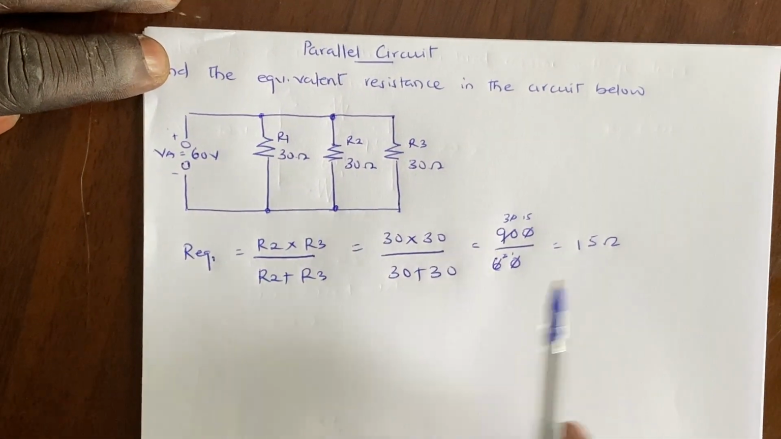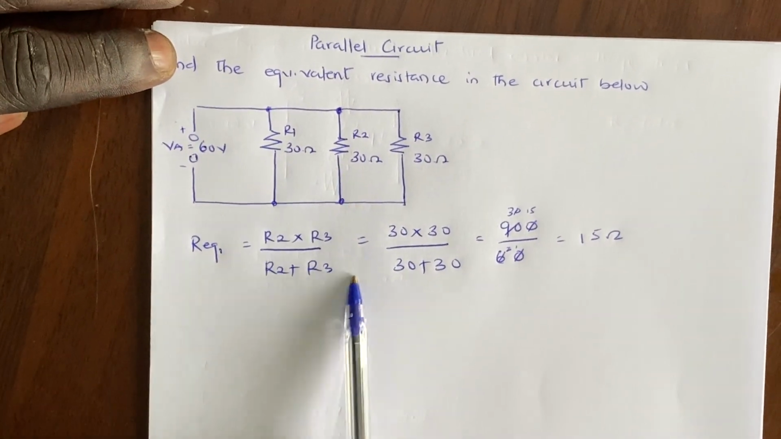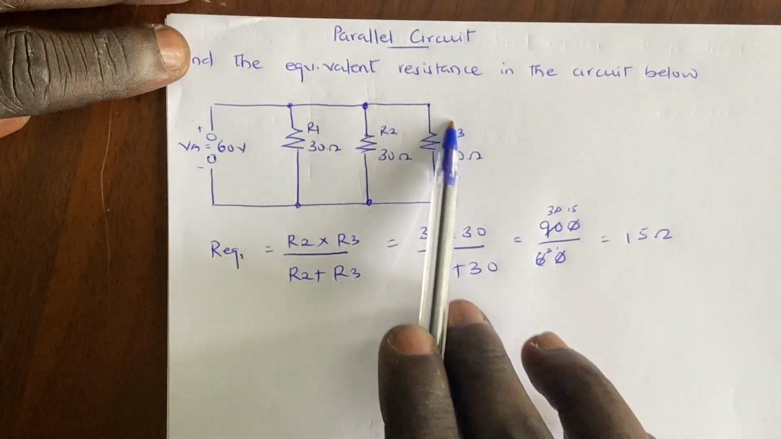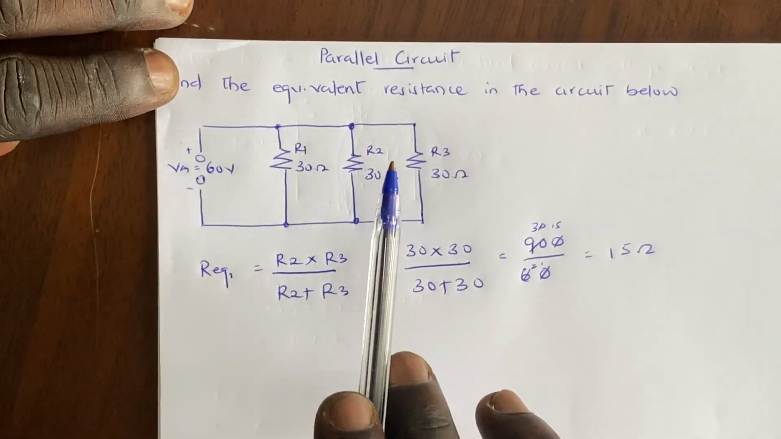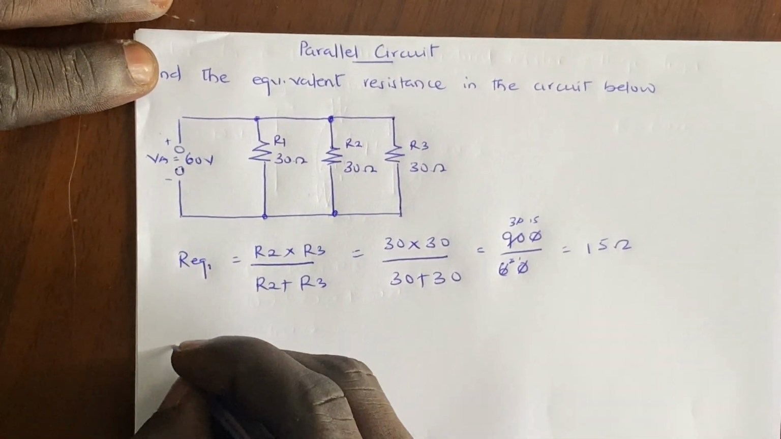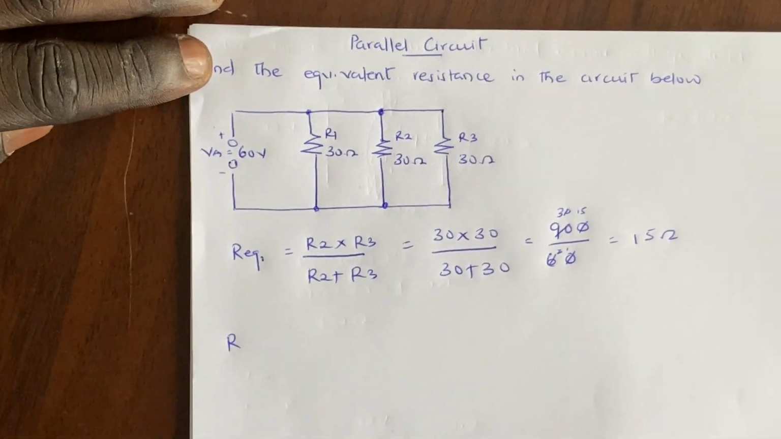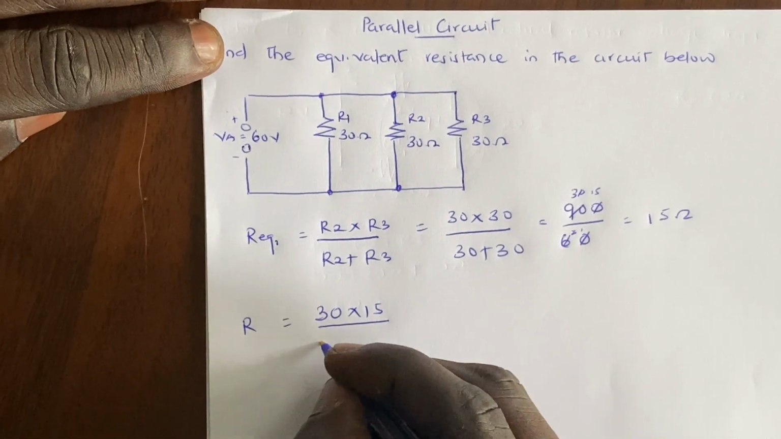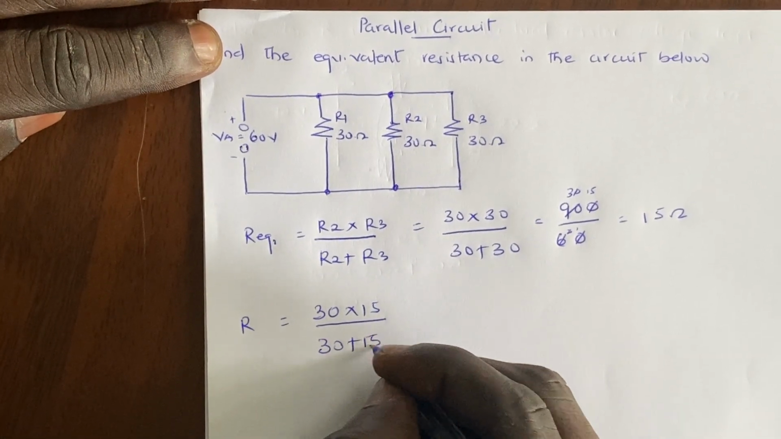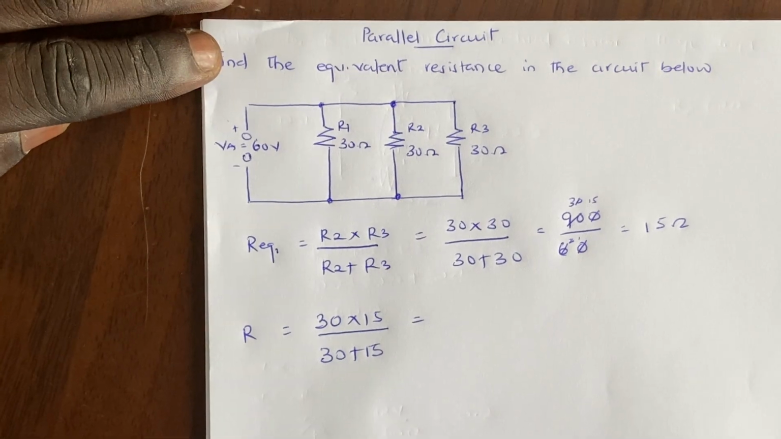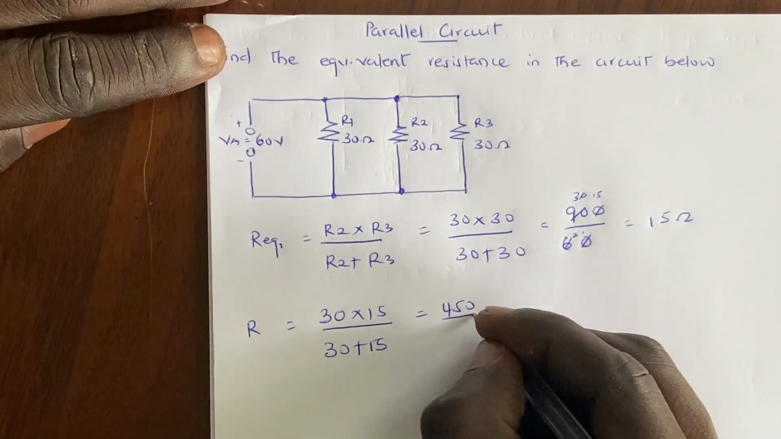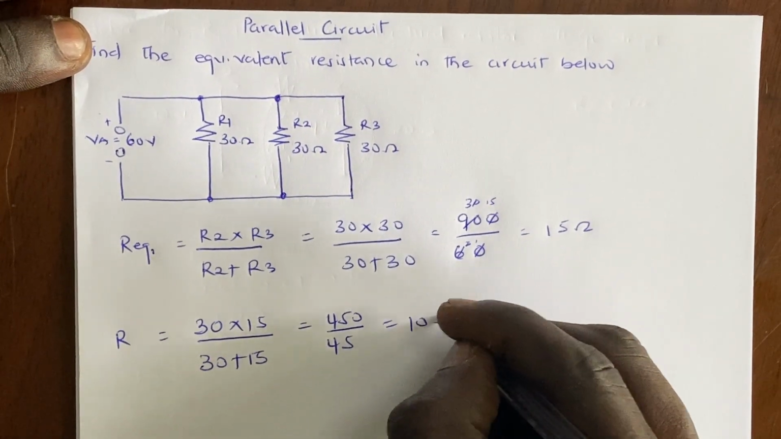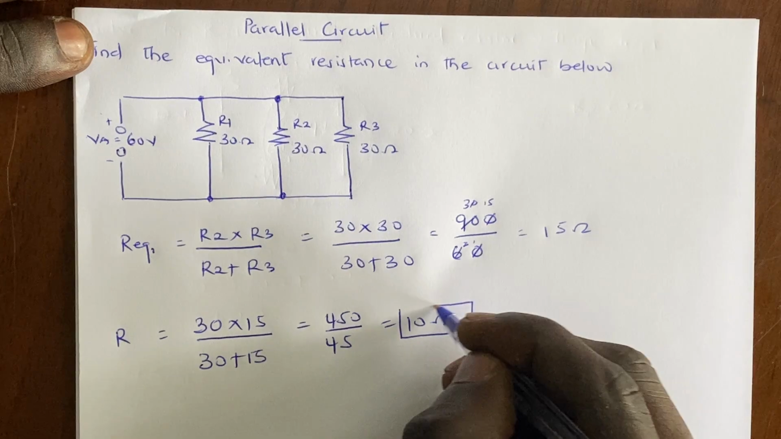But mind you, this is only for these two resistors, and you can only use this formula when there are two resistors. So now the equivalent of these two is 15, and we can find that in parallel with this resistor. Our R, which is the total equivalent resistance, is going to be 30 times 15 all over 30 plus 15. I hope you understand that. So here we get 450 divided by 45, and we get 10 ohms. So now our total resistance becomes 10, right?